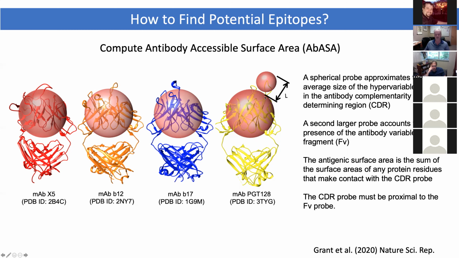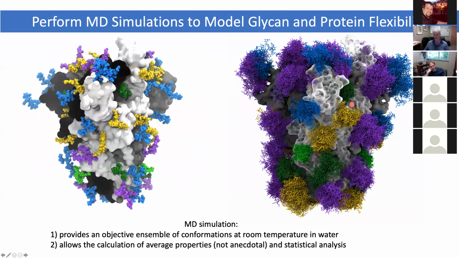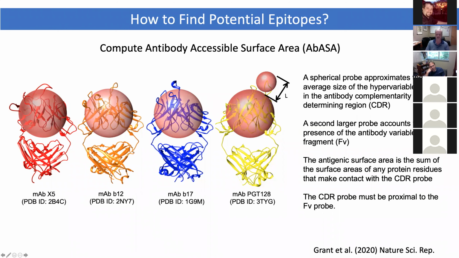Now, some of the hypervariable loops, like here or here or here, by their very nature are variable. And so we can have a smaller probe that's able to model the loops. So what we do with this now is we roll this ball all over the surface of this, and we see where it touches the protein, and we say there it's exposed and in principle accessible by an antibody. This lets us then take that video and calculate regions on the surface that are accessible. And so that's what you see on the right.